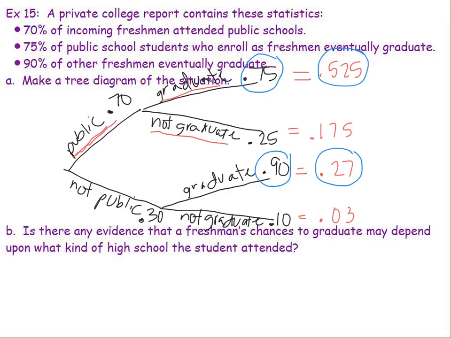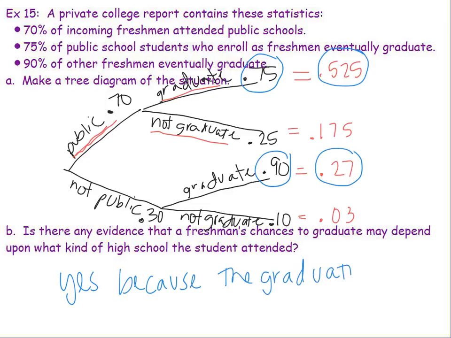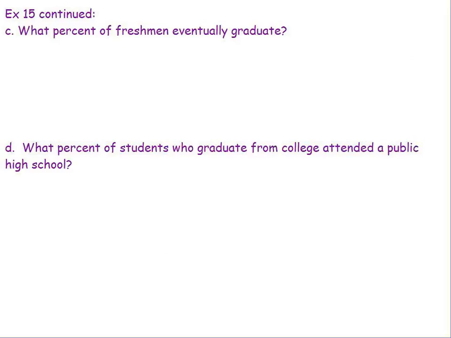So is there evidence that their chances to graduate depend on what kind of high school? Absolutely. We would say yes, because the graduation rates are different. So when they ask about graduation rates, we look at the 2 different rates and see whether they are the same or different. So now we need to look at 2 more questions.